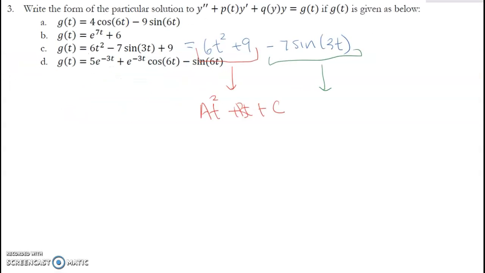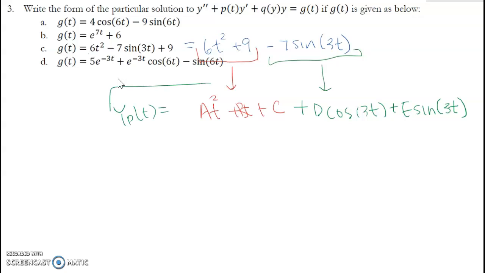What do we do with these parts? We add them, okay, and this is just our y particular solution for part C.